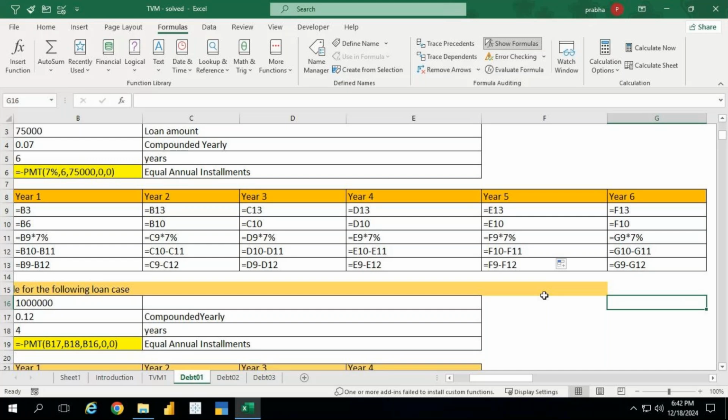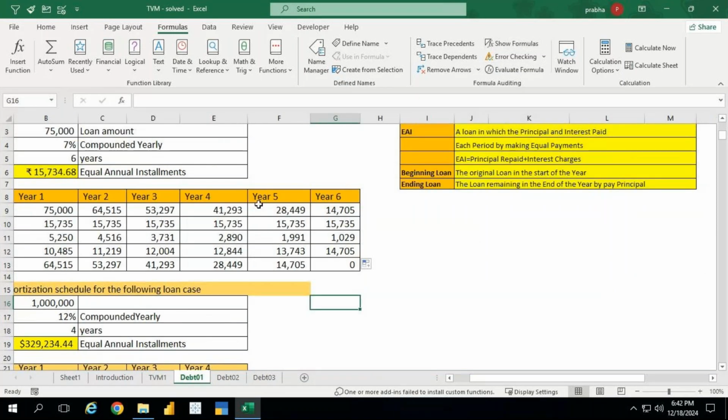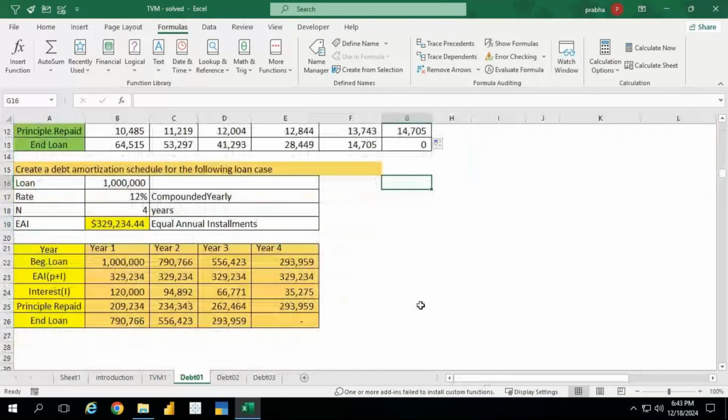Try solving the second one. Second one is also solved, ma'am. So what about others? Check whether you are getting the values for the second one. Yes, ma'am.